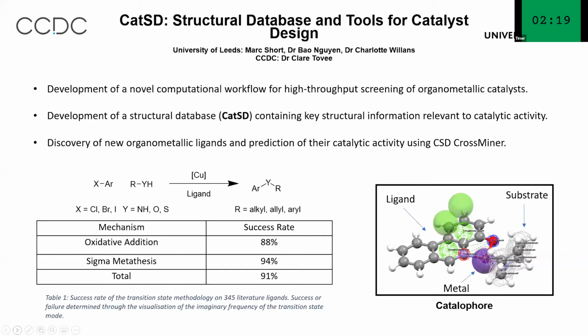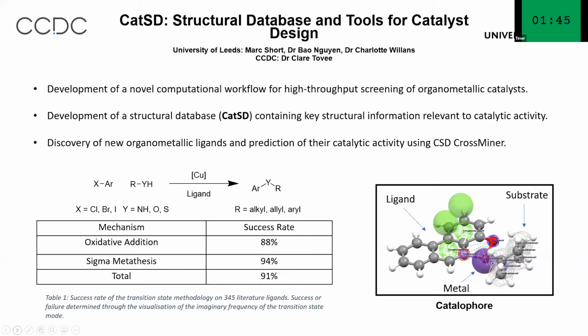To assess the activity of both currently used and potential ligands, I've developed a semi-automated, high-throughput computational methodology to calculate the activation energy for their derived active catalyst. Application of this workflow to 345 ligands used in the literature for the Ullmann-Goldberg reaction gives us a success rate of 91% for the generation of the correct transition states for 2 potential reaction mechanisms within 1 week. This is much faster than the currently used DFT methods.